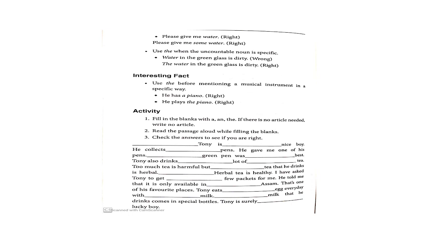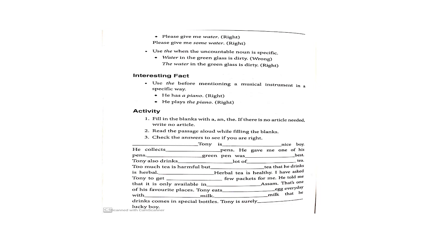Use the when the uncountable noun is specific. Water in the green glass is dirty, it's wrong. The water in the green glass is dirty, that is right. There is also an interesting fact. You use the before mentioning a musical instrument in a specific way. He has a piano, right. He plays the piano, right.